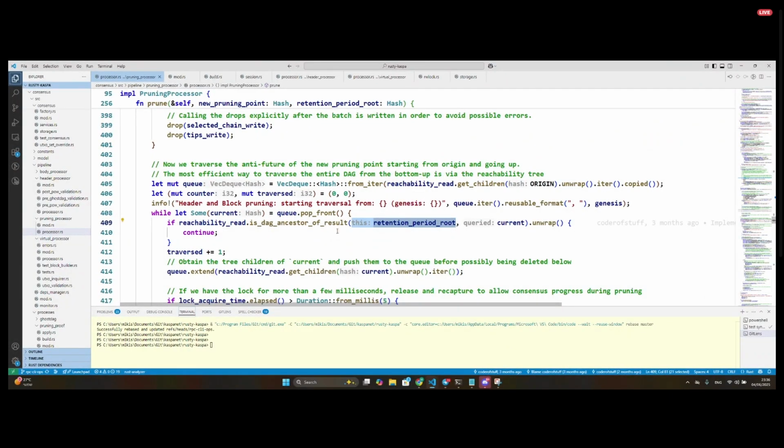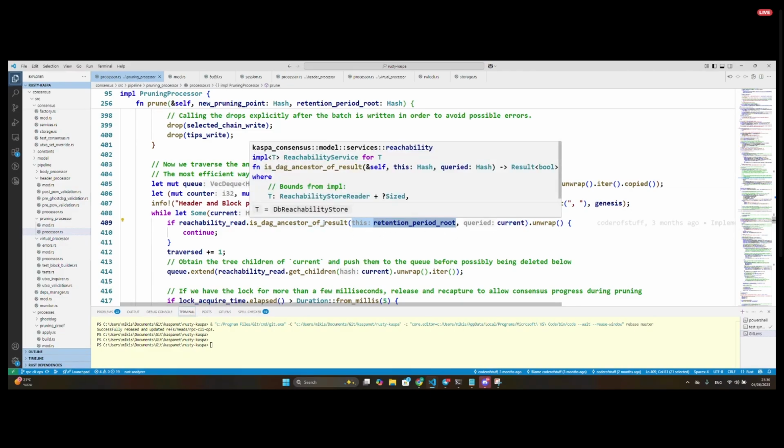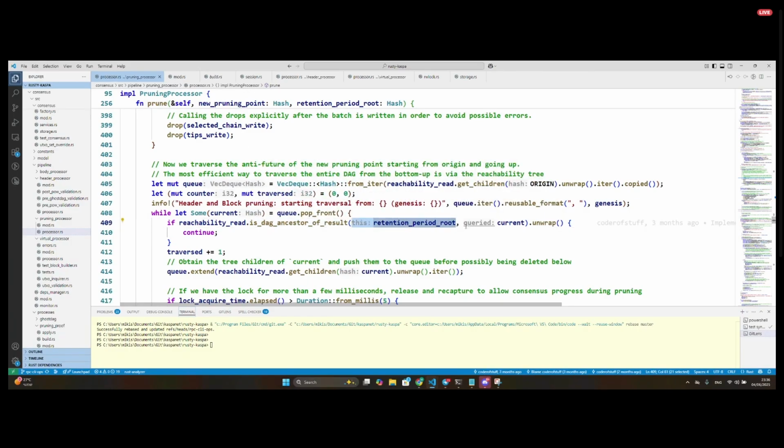And once we get to a block which is in its future, so is the retention period root a DAG ancestor of current, meaning is it in the past of it? That means we got to the future of the pruning point. So we don't need to queue any more children of this one. We can continue. So this eventually makes sure we exit the loop once we have no more queue blocks, once we get fully into the future of the point.